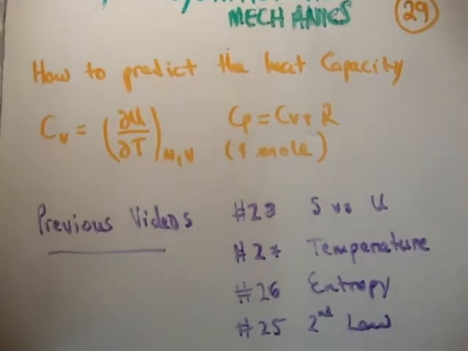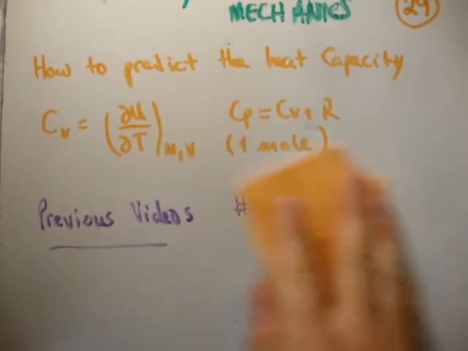In number 28 I discussed the entropy versus energy graphs. In number 27 I discussed the meaning of temperature. So we saw that temperature is the inverse of del S del U. And in number 26 I discussed entropy and introduced it. And in number 25 I discussed the second law of thermodynamics.